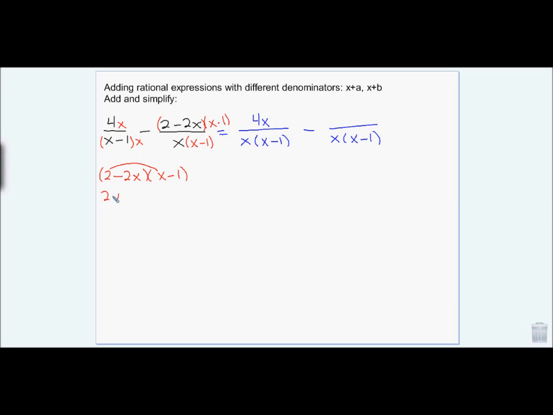So I get 2x minus 2 minus 2x squared plus 2x, which gives me negative 2x squared plus 4x minus 2. So this will be my second numerator.